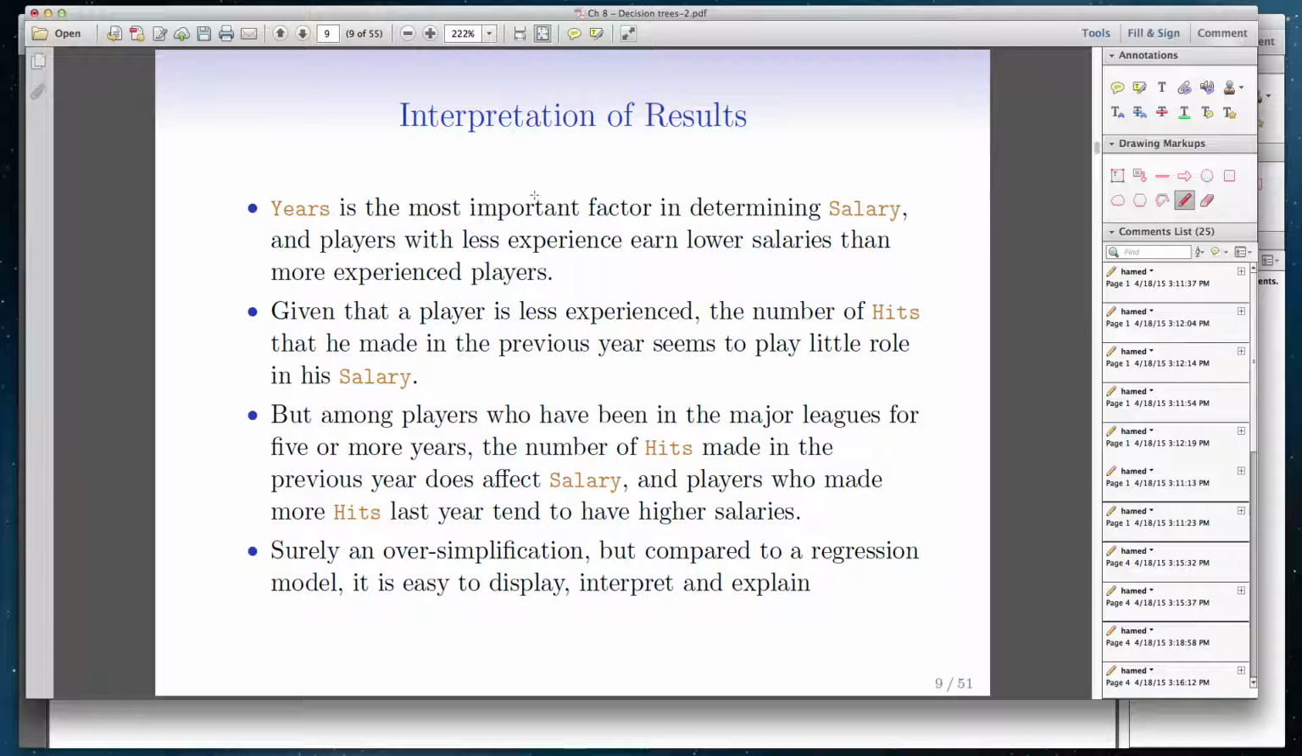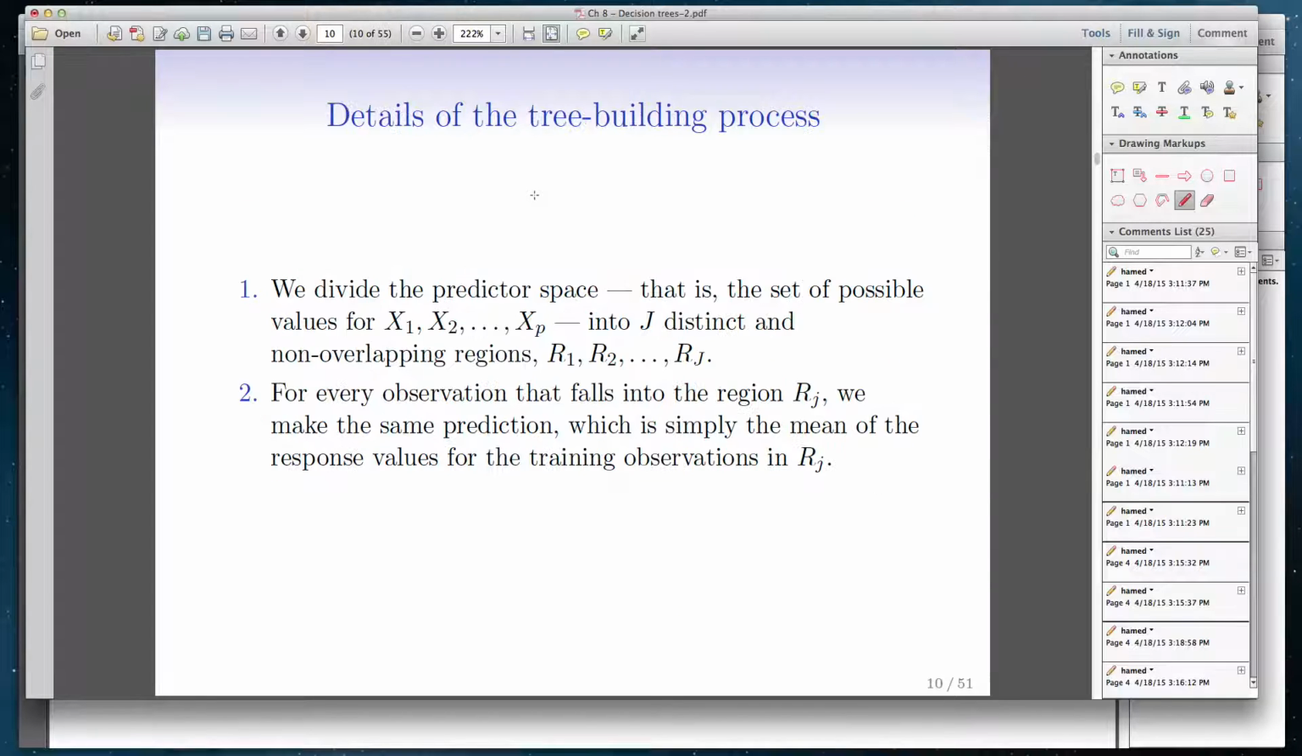So what we learned in our tree was that years of experience was the most important factor. Why? Because the length of the tree was the largest. Given that a player has less experience, or given that a player had more experience, the number of hits was an important factor. So that was a better understanding of that tree. That's the summary of what we got from our tree.